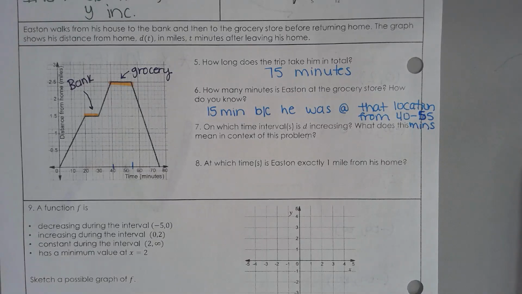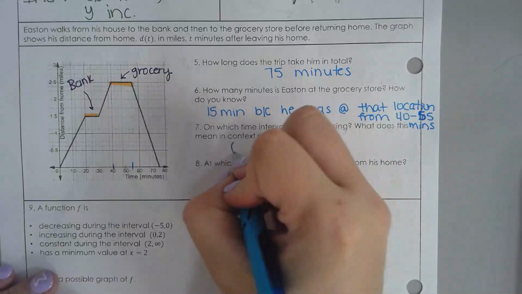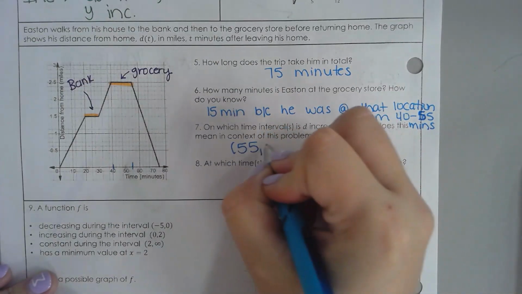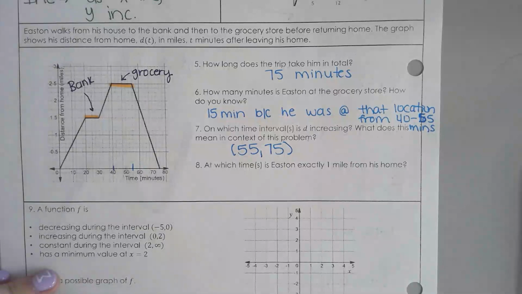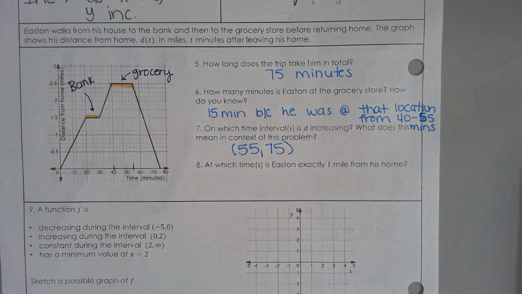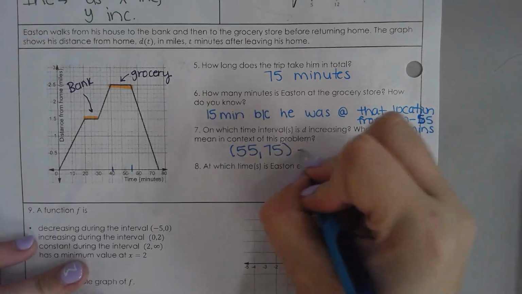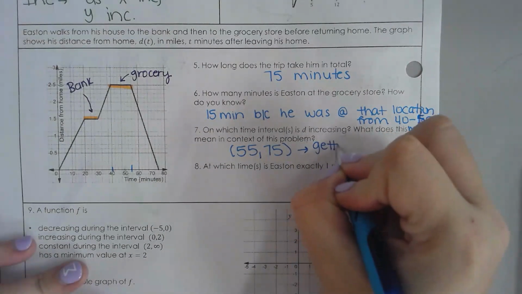All right, on which time interval or intervals is this function decreasing? 55 to 75. Good. And so what's happening at that interval? What's going on? He's walking home. He's getting closer to home.